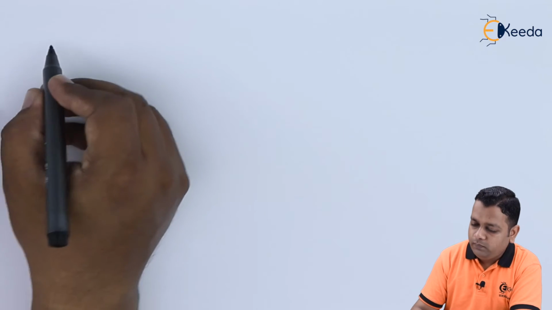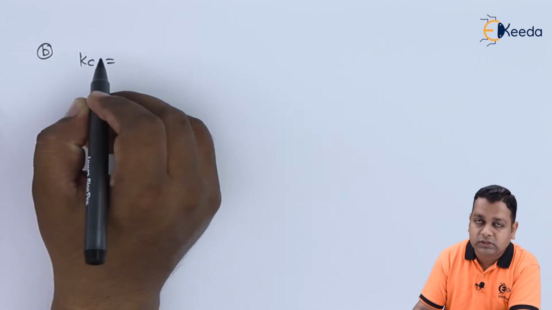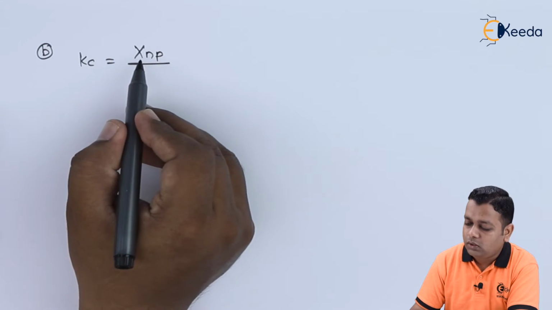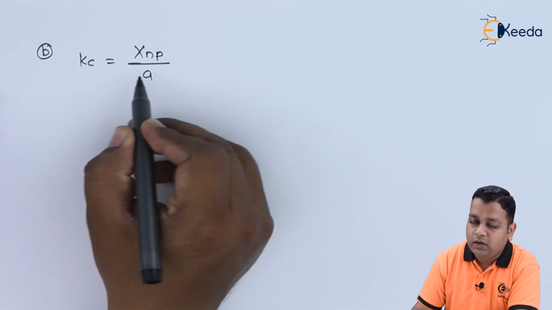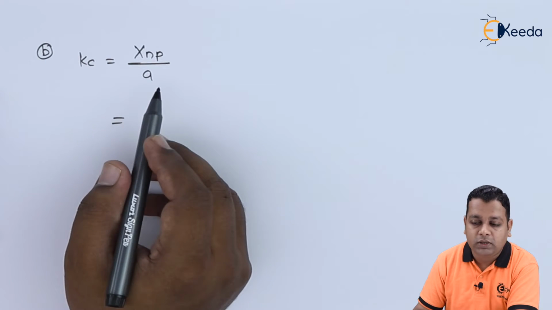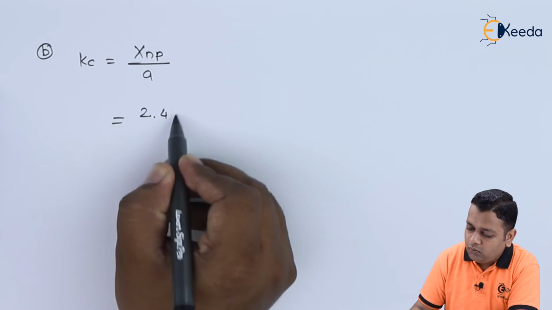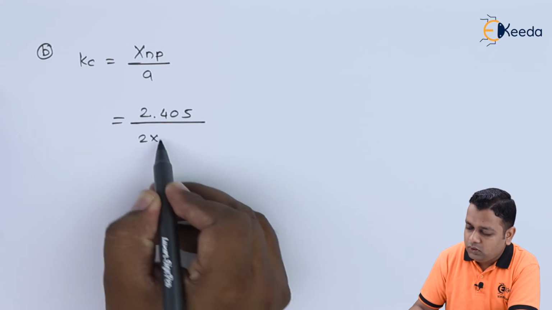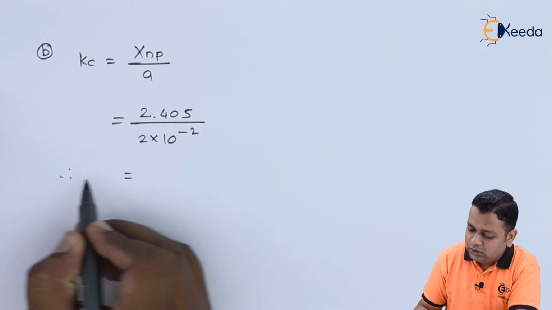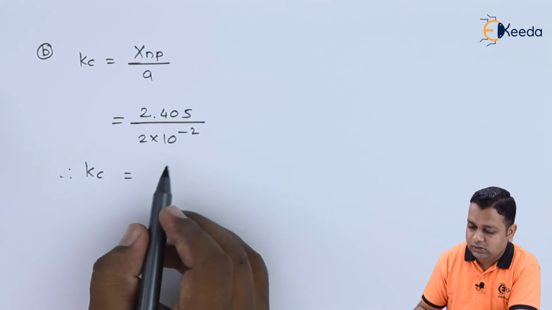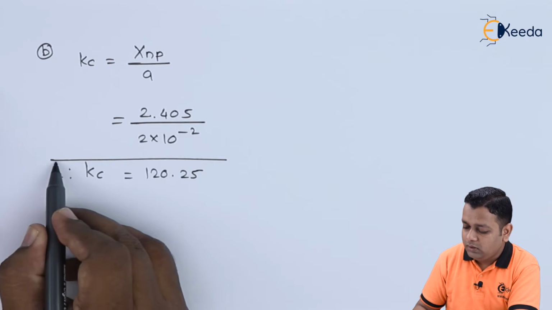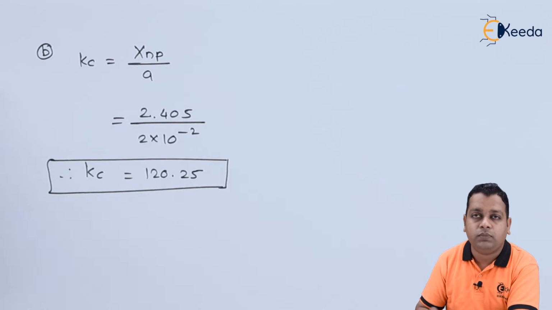Now for part B, we can represent k suffix c is equal to capital X suffix np, the root value of the pth root for the nth order Bessel's function, divided by the radius of the circular waveguide. So we have both the values for numerator and denominator. We can substitute 2.405 to the numerator and 2 into 10 raised to power minus 2 to that of denominator. So this ratio gives us the cutoff wave number Kc is equal to 120.25. So I just outline the required answer for the part B here.